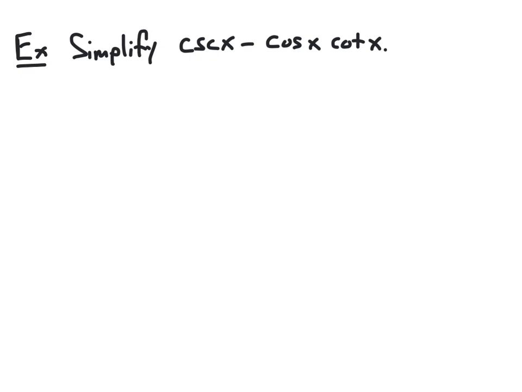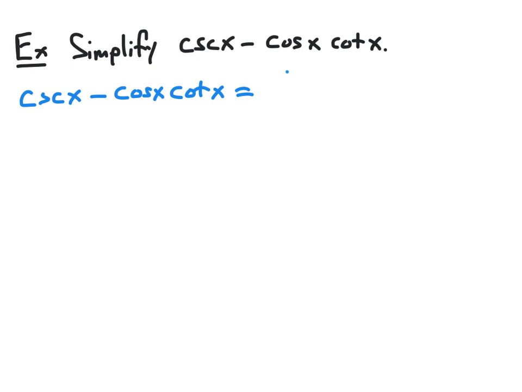In this video, we're going to take a look at some additional examples of simplifying trig expressions. In this example, we're going to simplify cosecant x minus cosine x times the cotangent x. Since we don't have any trig functions squared or any other sort of unusual thing happening here, the only real strategy we have to approach this problem is to write everything in terms of sines and cosines.